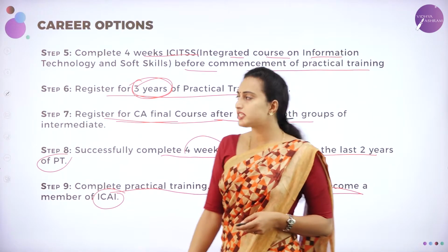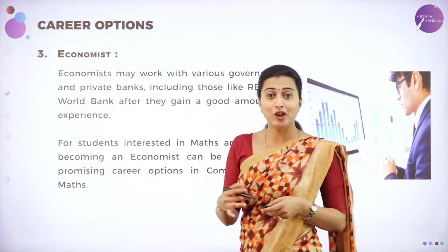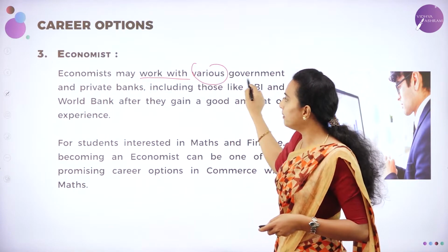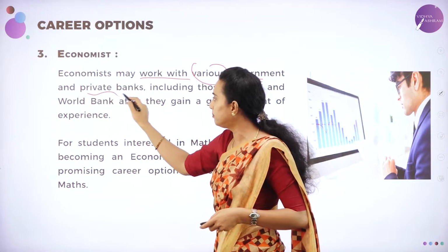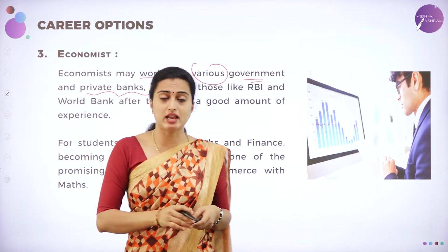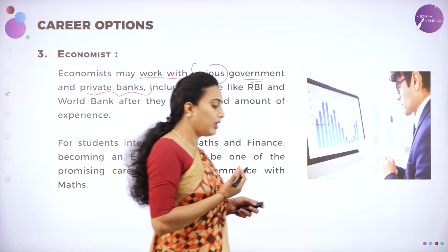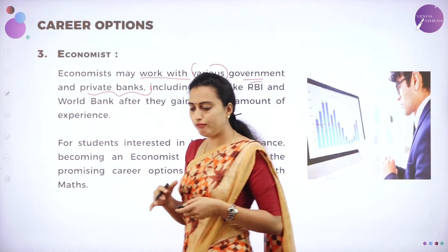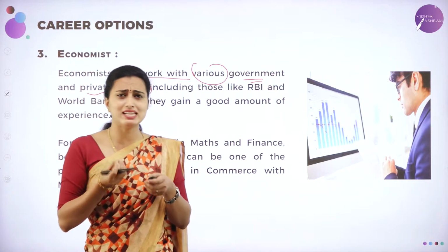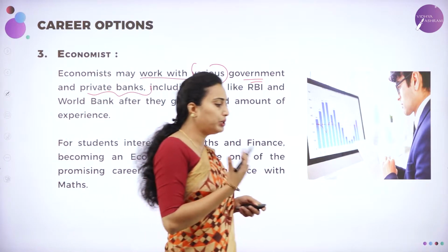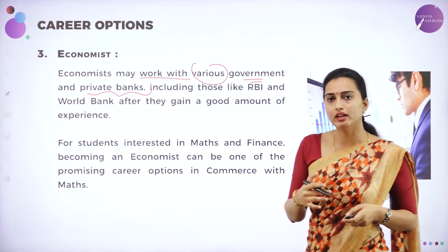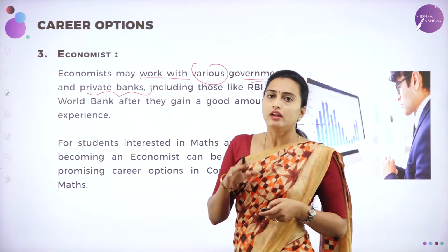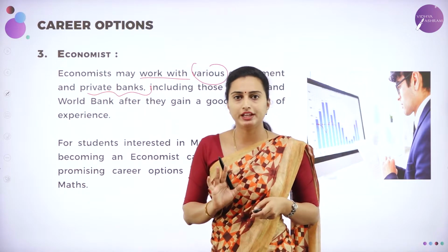Next we'll be moving on to what an economist is. An economist may work with various government and private banks also. That means you need to clear the exams conducted by the banks. For example, SBI will call for exams yearly or every 6 months, and you can take those exams. The RBI also will call exams that you have to pass. Preliminary will be there, and after that you have the main examination.